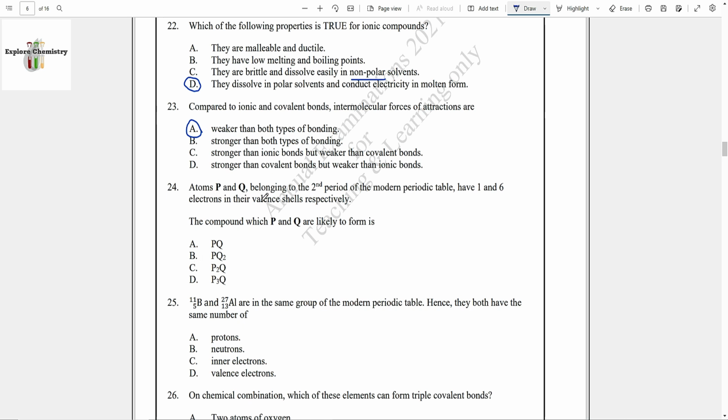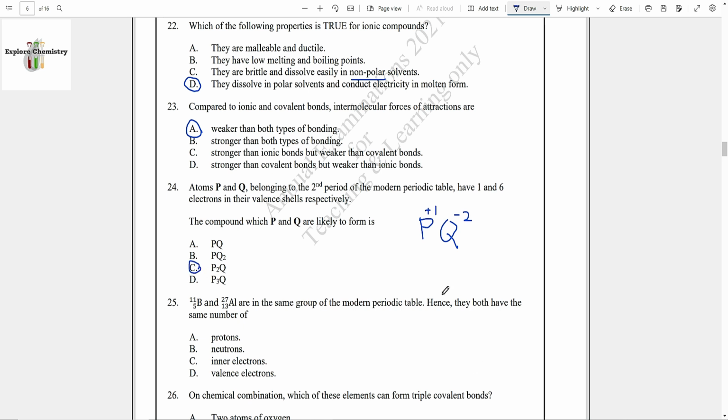Atoms P and Q belong to the second period of the modern periodic table. They have 1 and 6 electrons in their valence shell. Means P is from 1A group, so its valency is +1. Q is from 6A group, so its valency is -2, because it has 6 valence electrons. It needs to gain 2 electrons, therefore valency is -2. The compound which P and Q are likely to form is P2Q1. When valencies are interchanged, C will be the answer.